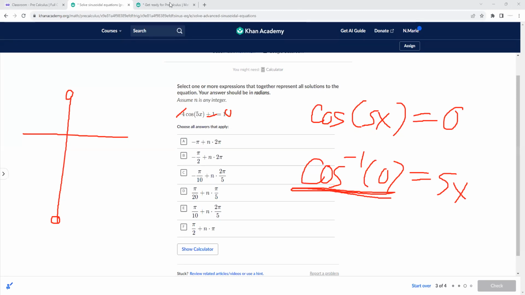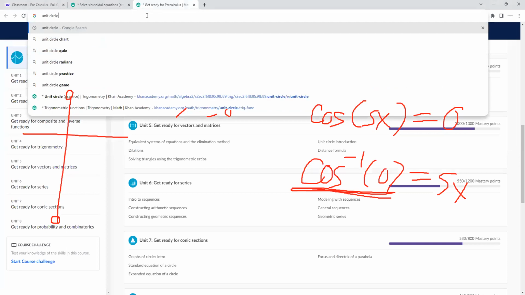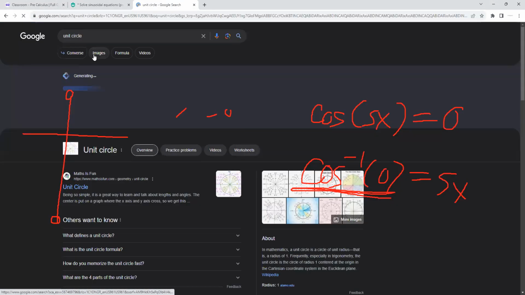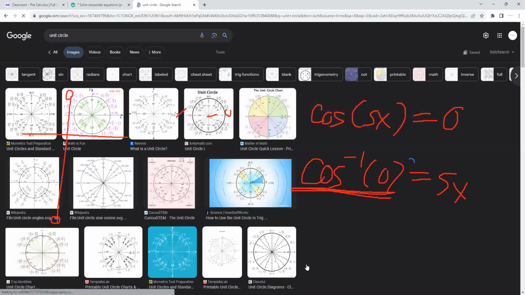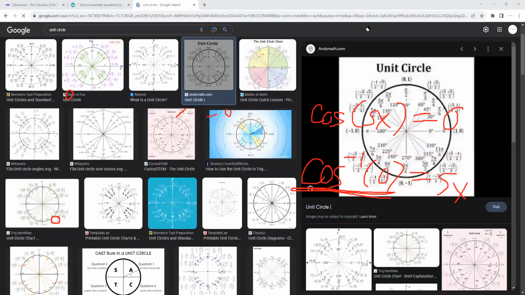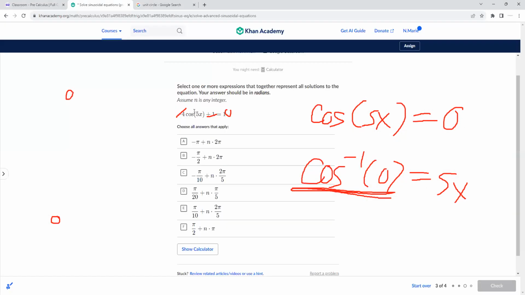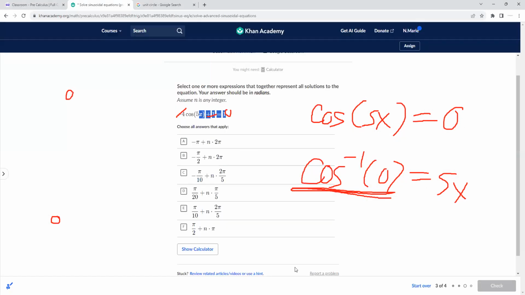You can feel free to look at a unit circle if you need to. Let's look at the unit circle. So yeah, at 3 pi over 2. So that's where x is 0, at pi over 2 and at 3 pi over 2. Okay, so let's go to the calculator.